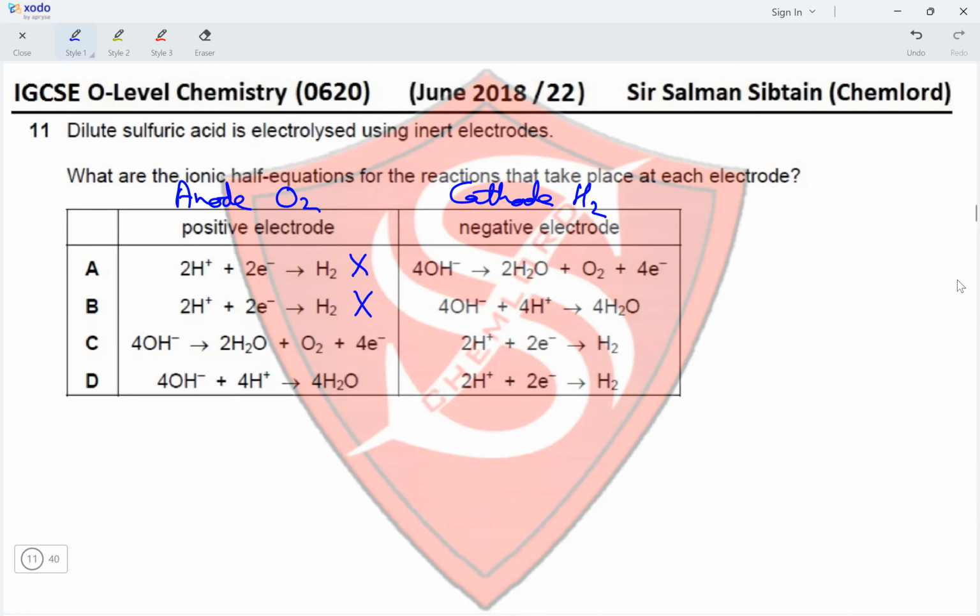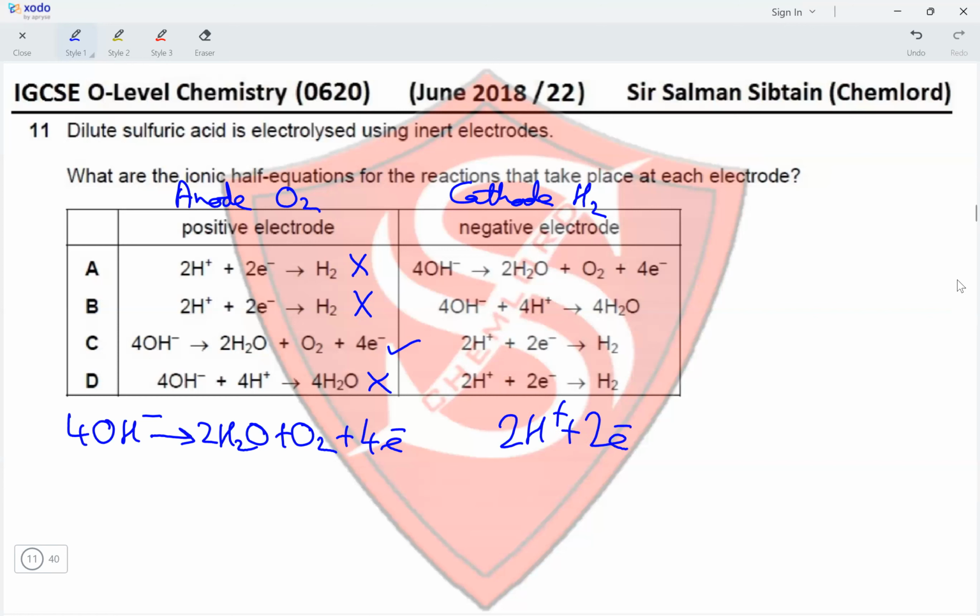So anode is where oxidation occurs, so there will be loss of electrons, and the equation would be 4 moles of OH⁻ ions producing 2 moles of water, releasing 1 mole of oxygen gas, and 4 moles of electrons are lost. So this eliminates option D. And at the cathode, we would have 2 moles of H⁺ ions accepting 2 moles of electrons, producing 1 mole of hydrogen gas. Therefore, option C is the correct option for this question.